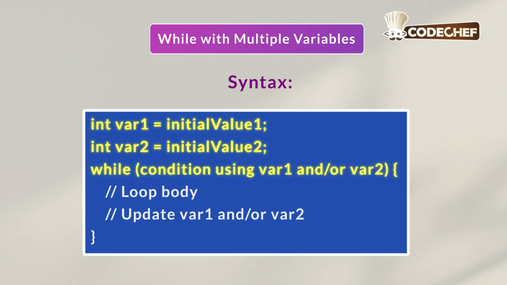For that, the condition is a condition using var1 and or, that means logical and or logical or, variable 2. The condition that we apply for such while loops which have multiple variables, we try to join those multiple conditions using logical and, logical or, maybe logical not. If that condition is true, then the compiler gets inside the loop body, updates the value of variable 1 and variable 2, and the while loop ends.